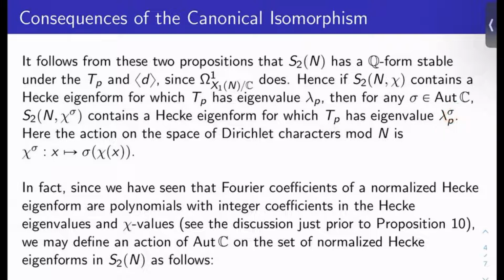Now I should tell you what is the actual action on the space of Dirichlet characters mod n by Aut(C). That's very simple. To act on chi by sigma, you just take x and you send it to sigma of chi of x. And it's the exact action you would think it is, in other words.